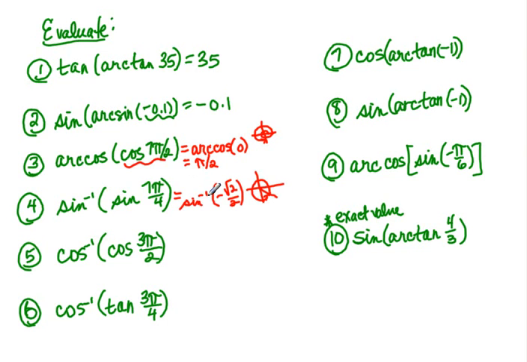So now we need to think about what is an angle between negative pi over 2 and pi over 2 that has a sine of negative square root of 2 over 2. And that is going to be negative pi over 4.